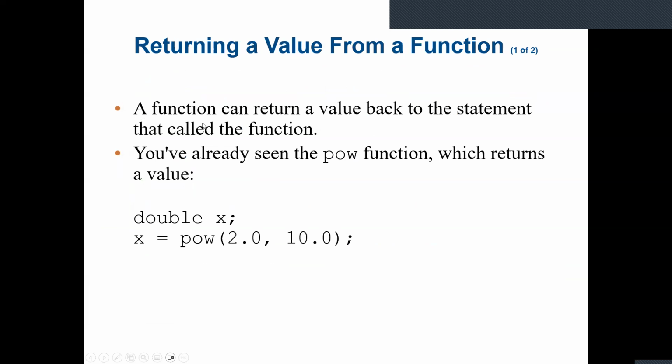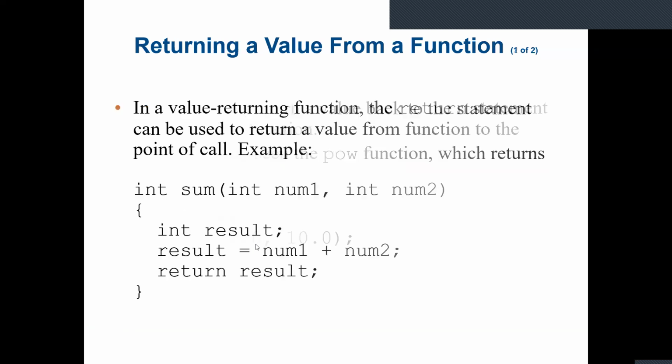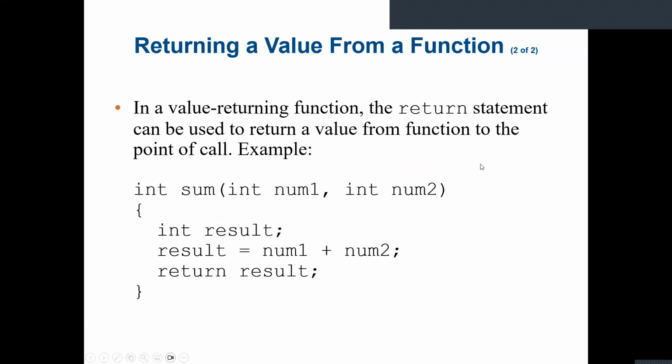Next, we say a function can return a value back to the statement that called that function. We have already seen that in our first few slides with the pow function, which is here. Now, in a value returning function, the return statement can be used to return a value from the function to the point of call.